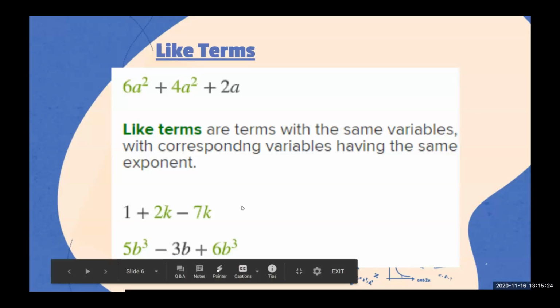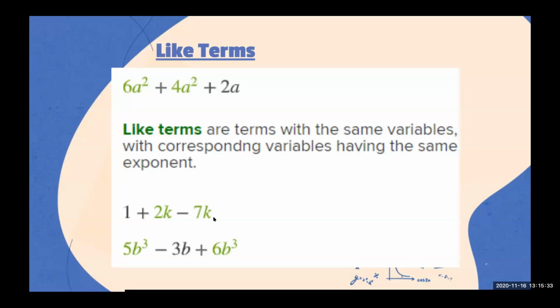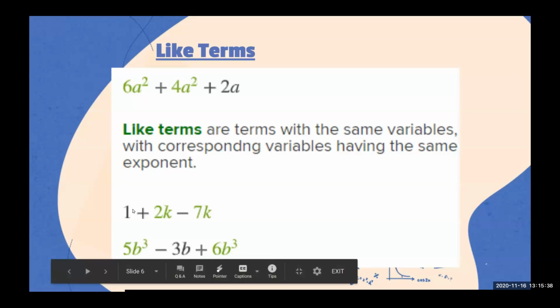And then down here in the lower corner, 1 is not a like term with the 2k and 7k because, of course, they both have k, which is to the first power. Anytime we don't see an exponent, we can also just put a 1 there for the exponent. But the 1 has no letter k, and these two both have a k to the first power. And then the very bottom one, we've got b to the third on this first term, 5b to the third, and we've got b to the third on the last term, so that's why they are like terms. The middle one has a b, but not with an exponent of 3, so it is not like the other two.